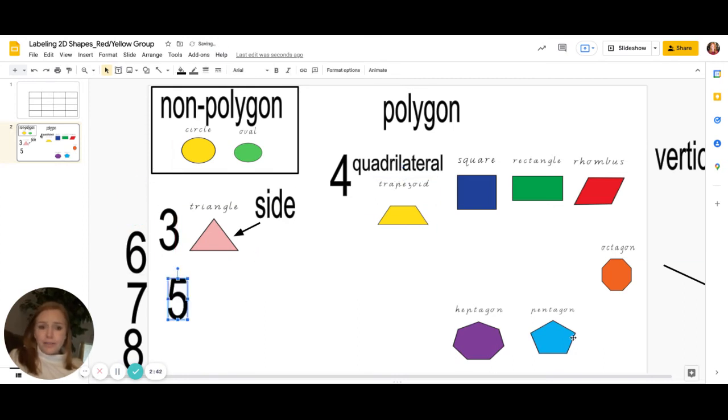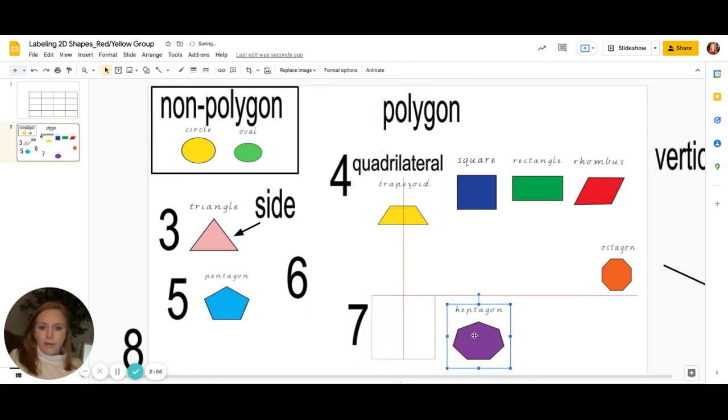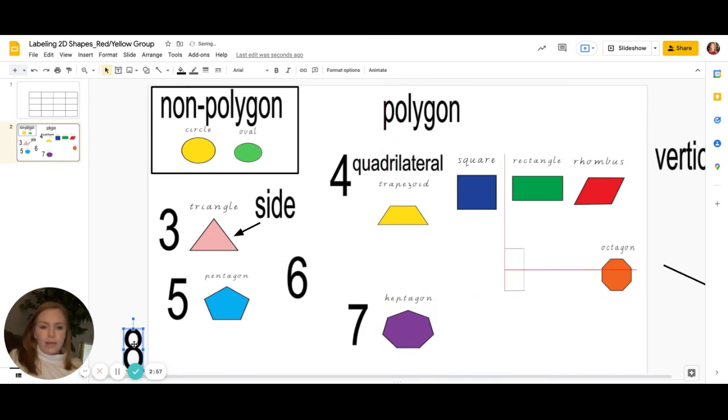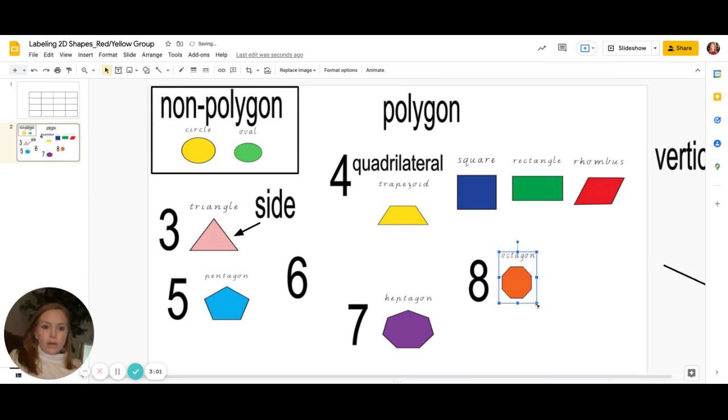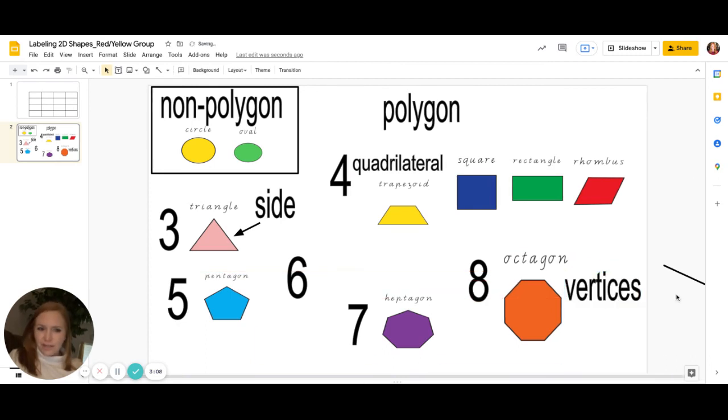If you don't know, I would just count the sides of all these shapes. I see the pentagon. Good. We're going to skip 6. That would be a hexagon, but we don't have a picture of that. We're going to go on to number 7, which is a heptagon, and number 8, which is an octagon. I'm going to make this octagon really big so that we can label the vertice. Can anybody help me? Where's the vertice?